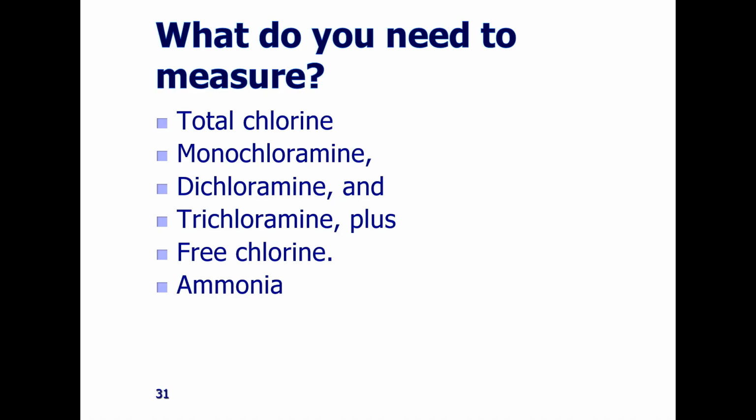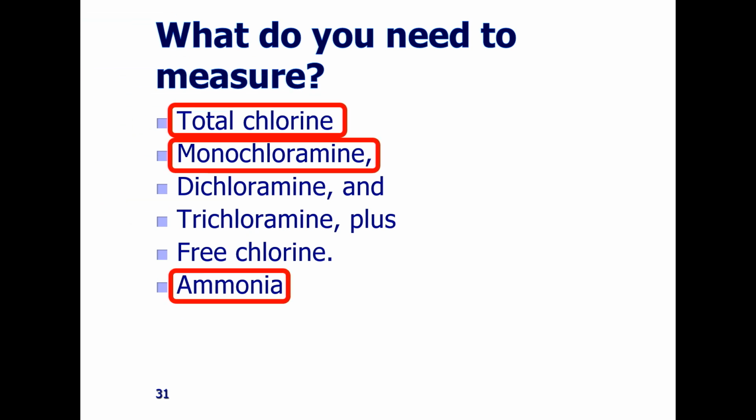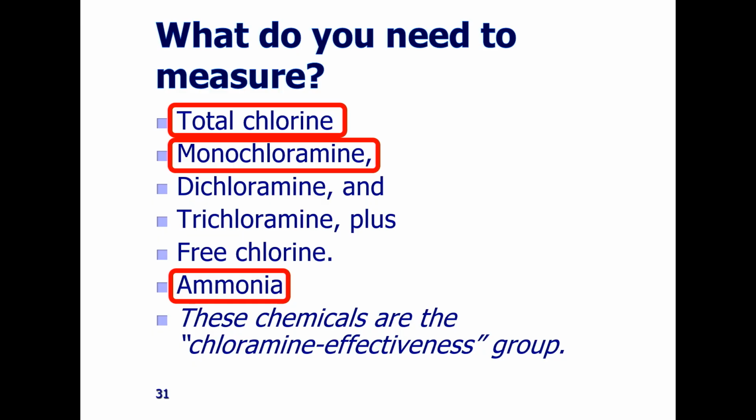And that's why you have to measure all three of them all the time in order to get an idea of where you really are on the breakpoint curve and where you want to be, right? So what do you need to measure? Total chlorine, monochloramine, and the ammonia. The ammonia is, again, our Superman test. It lets us know exactly where we're at. I guess maybe it's the X-ray vision part of it, right? All right, these are the chloramine effectiveness group, and that's what we need to be able to test.